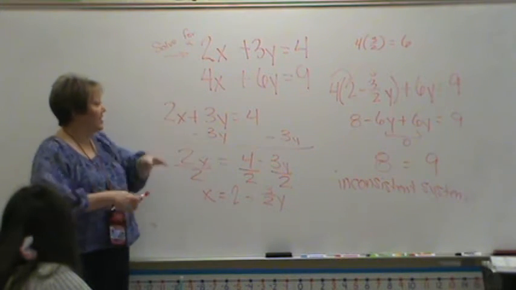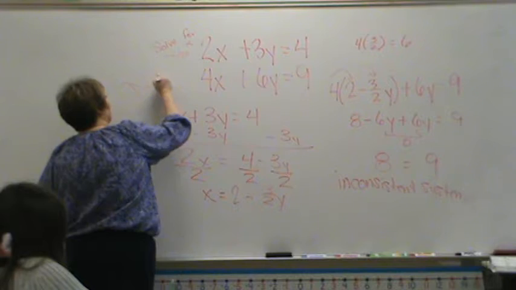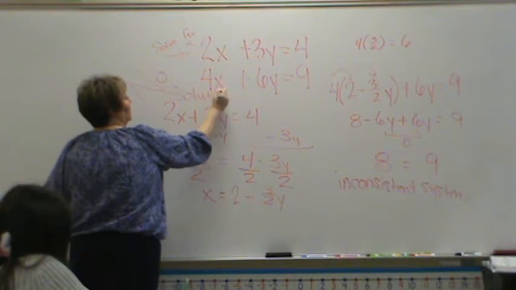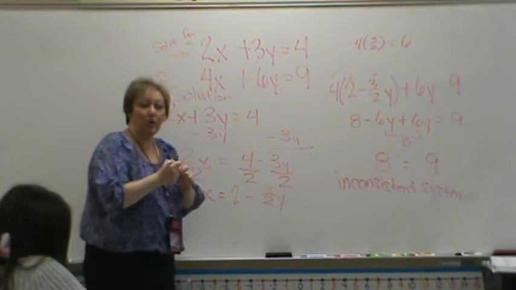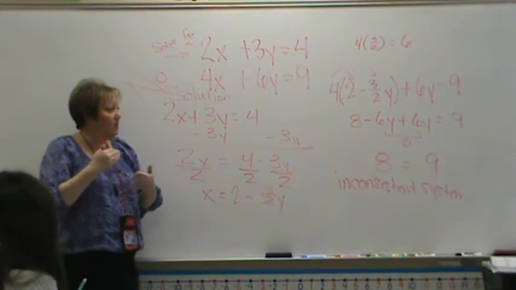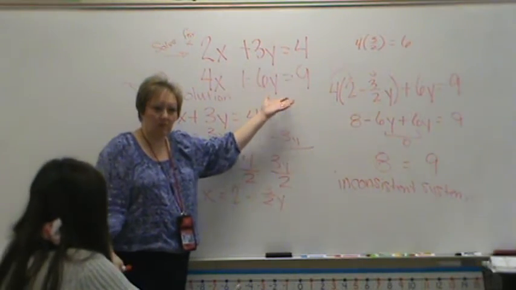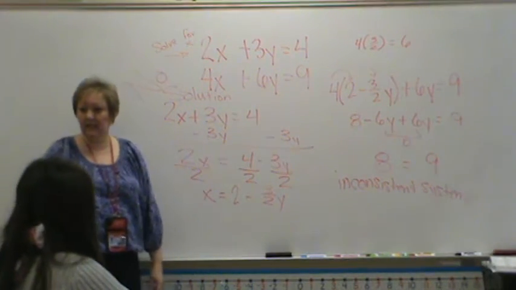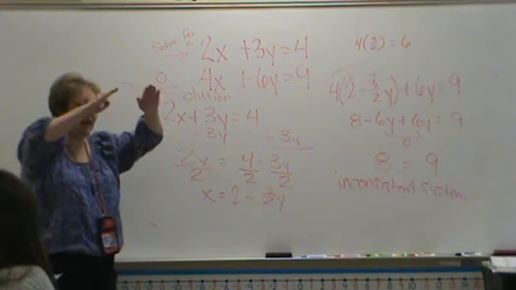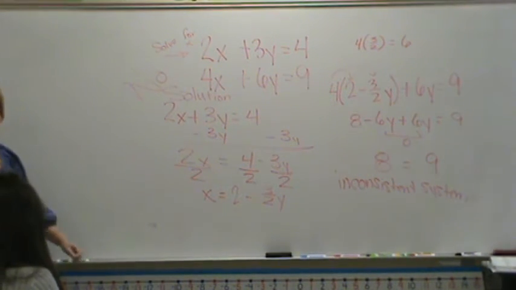That means there is no solution. There is no ordered pair on the face of the earth that is going to make this system have a solution. It is an inconsistent system with no solution. You're not going to find that perfect little ordered pair answer.